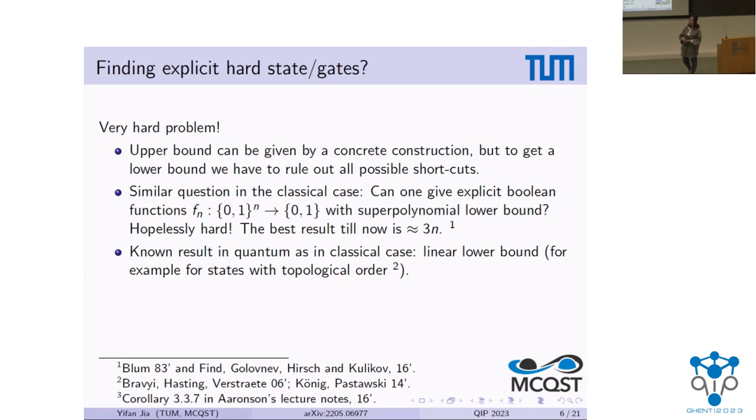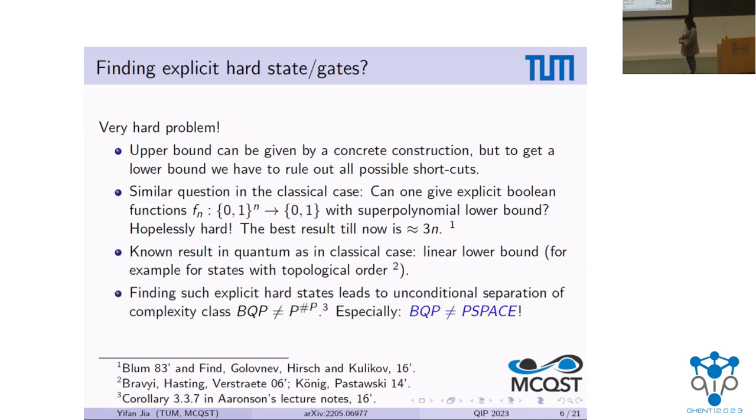We already know that there exists a linear lower bound by, think of, for example, states with topological order. And you have some intrinsic properties that you really need enough local operations to make a change. So we really need to see something intrinsic from the gate or the state in order to provide some lower bound of this.